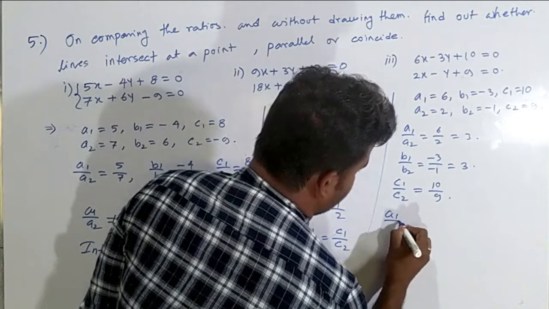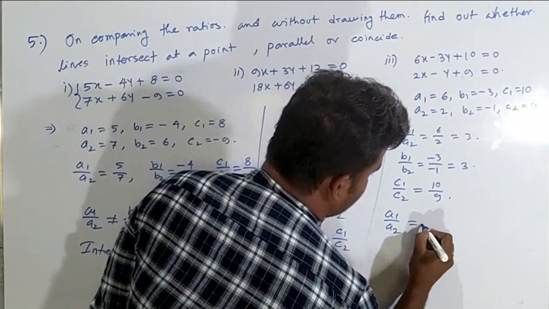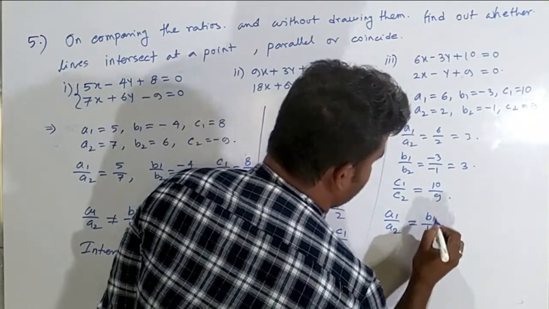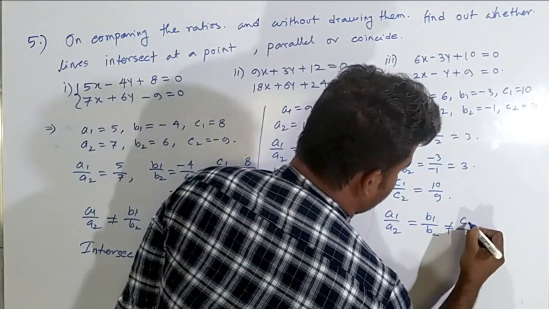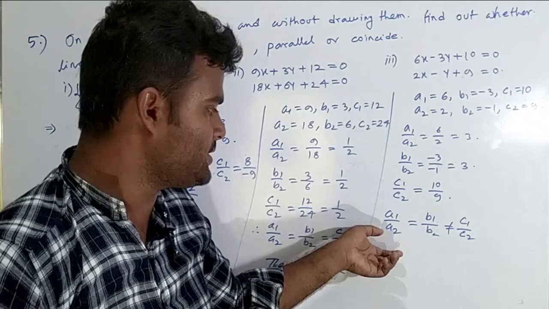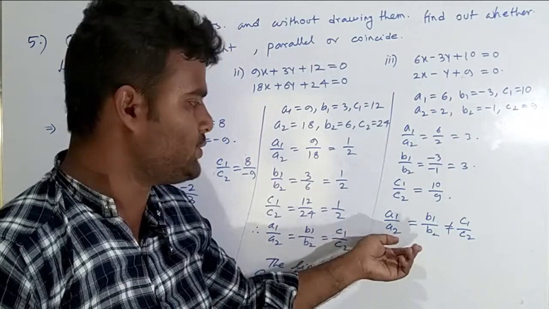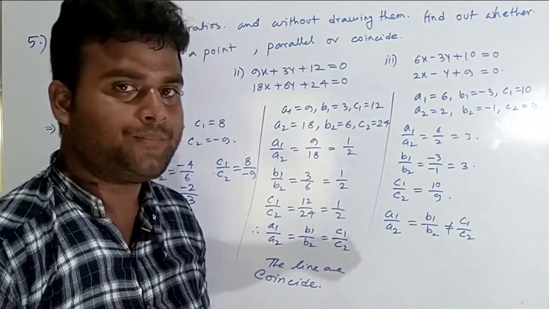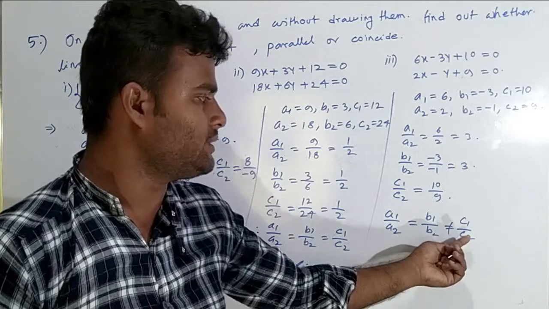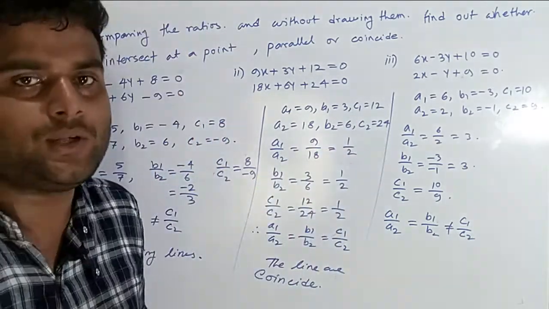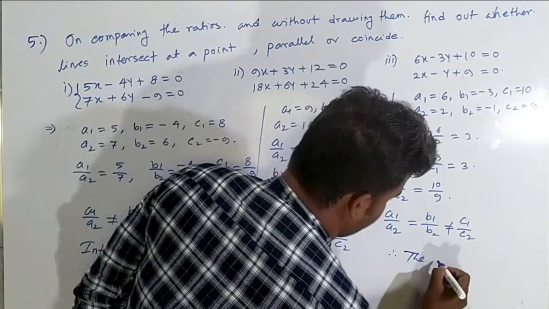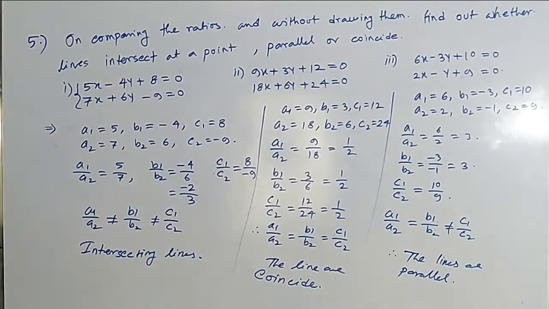Now look, the ratios a1 by a2 equals b1 by b2. They are equal, 3 and 3, but the ratio of the constant terms is not equal. If the ratio of the coefficients of x is equal to the ratio of the coefficients of y but does not equal the ratio of the constant terms, then the lines are parallel to each other. Therefore, the lines are parallel. That's it.